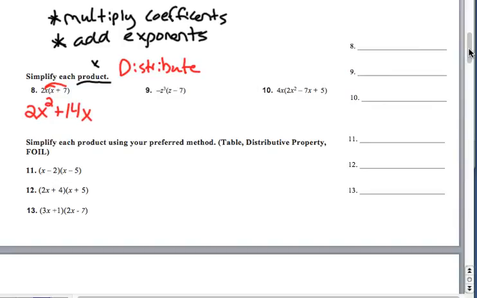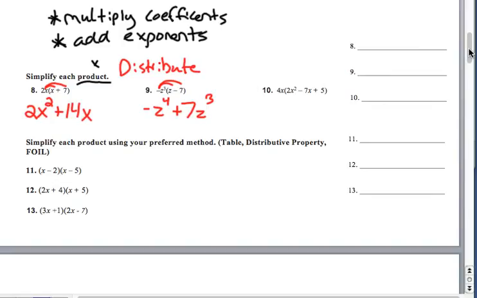In number 9, this is another distributing problem. So negative z cubed times z, well, that negative is going to carry through. And now add the exponents. 3 plus 1 is going to give me a z to the 4. Negative z cubed times negative 7. Well, here a negative times a negative gives me a positive 7. Then there's nothing to change the exponent on my z.